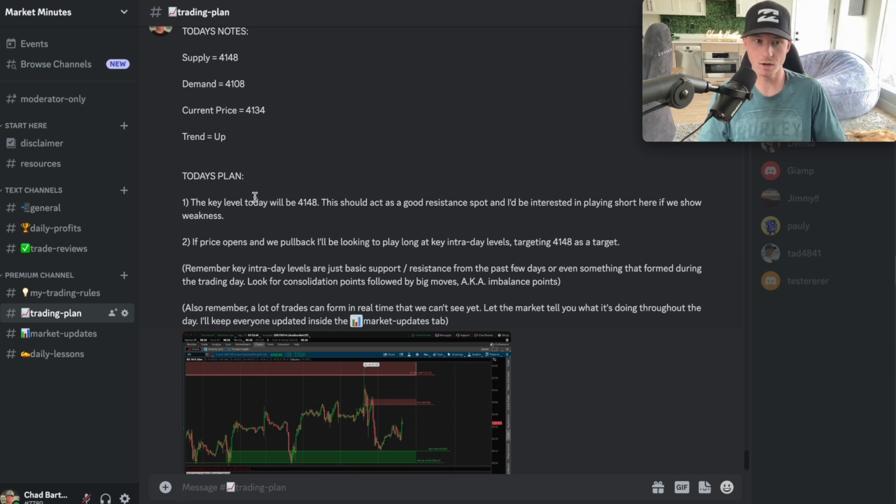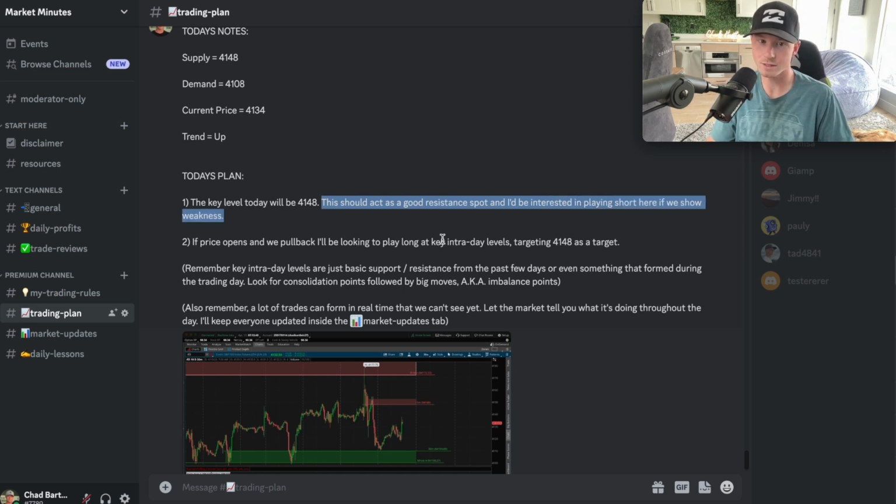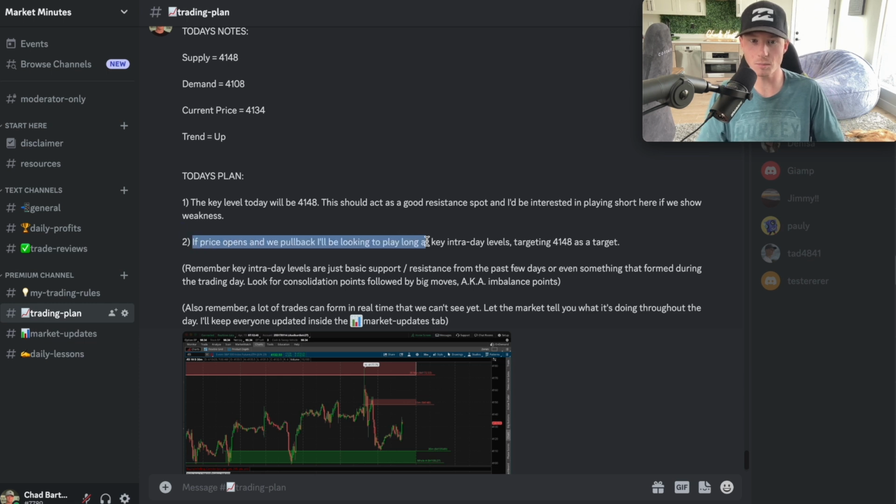So my checklist is like the principles, the rules I follow, and I make a plan off that every single day. Okay, so today's plan, the key level today will be 41.48. This should act as a good resistance spot. I'd be interested in playing short here if we show weakness. Now, the second play was if price opens and we pull back, I'll be looking to play long at key intraday levels, targeting 41.48 as a target, right? So basically, we can either long or short if we get to one of these two scenarios.